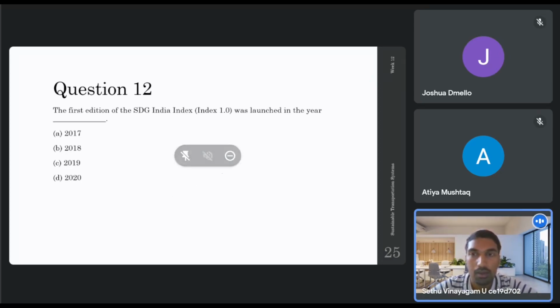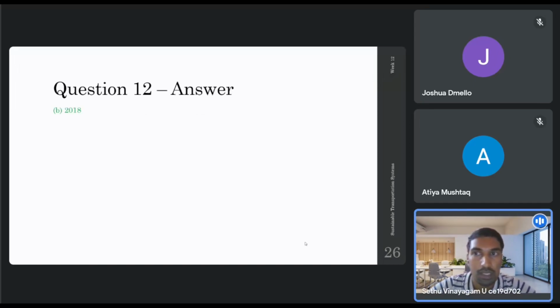It is, as we saw, to evaluate how these SDG goals are fulfilled, so we have to come up with a single score. As we looked at the process, the first one didn't cover all the goals, and it didn't have that many indicators either. But right now, the latest version covers all the goals and has over 100 indicators, based on which the scores are calculated. But the first edition was in 2018. So the right answer is B.